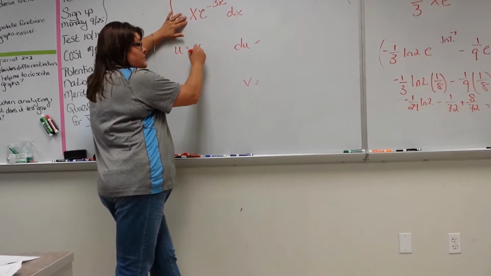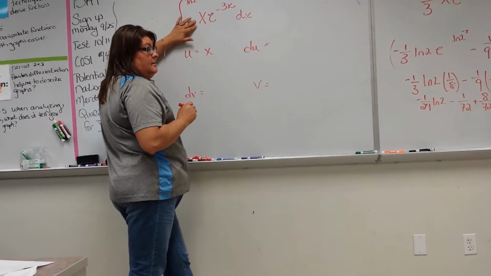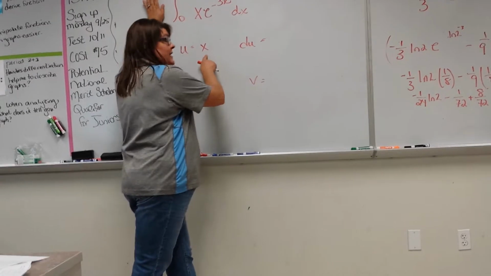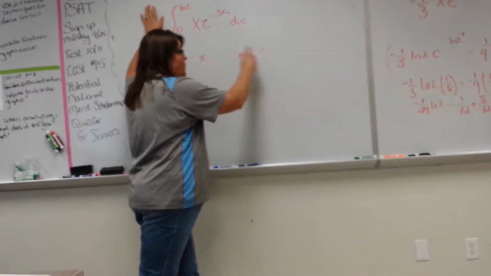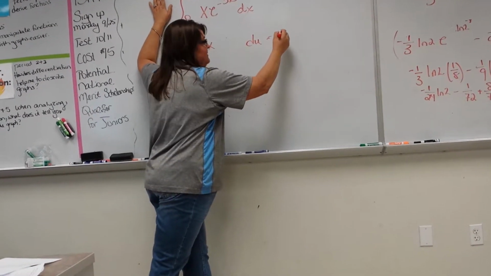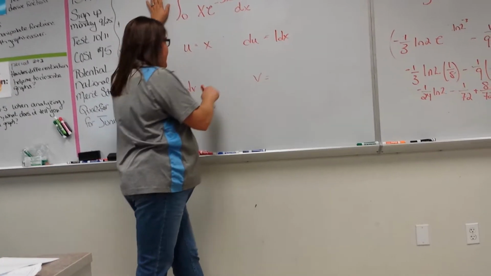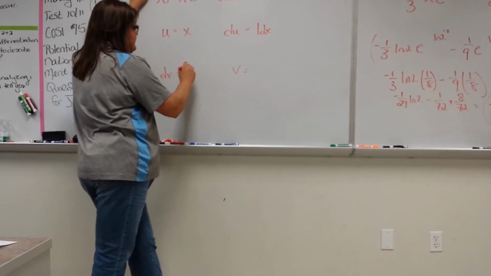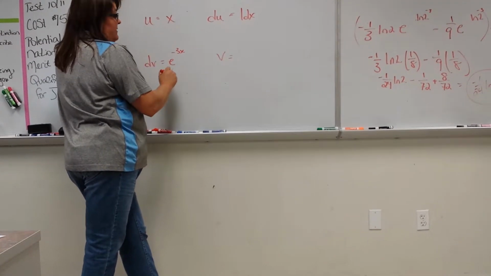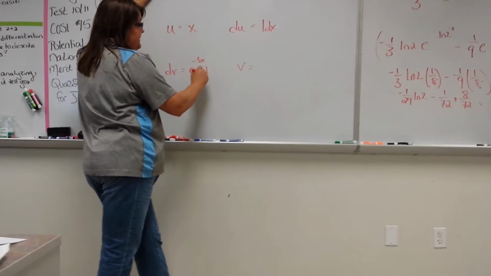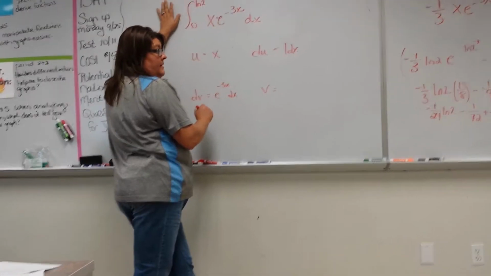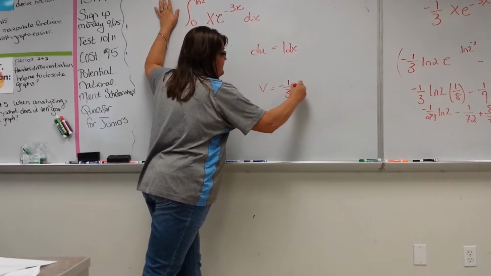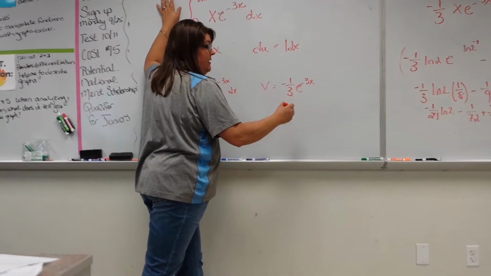X. Okay, the reason why you choose X is because it derives to something smaller. The derivative of X is 1, so 1 dx actually. And then dv is what's left over. It's e to the negative 3x dx. So v is 1/3, yeah, negative 1/3 e to the negative 3x, right?